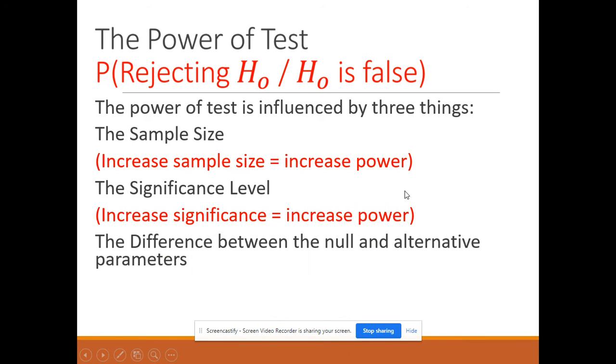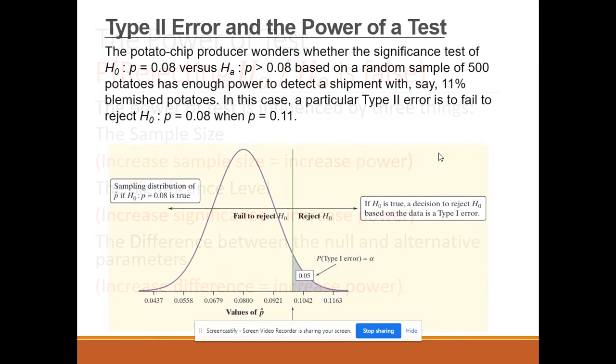Now, the third one is a little kind of weird. You want to look at the difference between the null and the alternative parameters. If you have a bigger difference, you have a bigger power. Let me explain what I mean by that by looking at an example. So here we have our original problem, but let's change it a little bit. So let's say this.